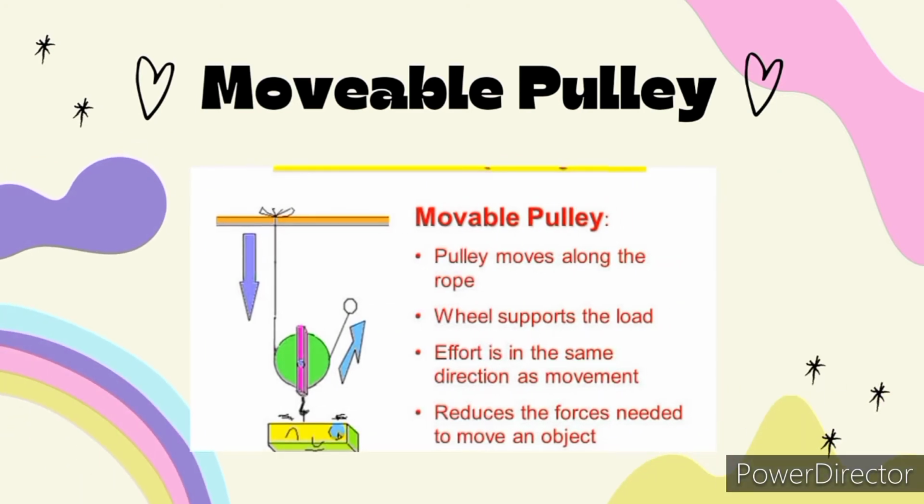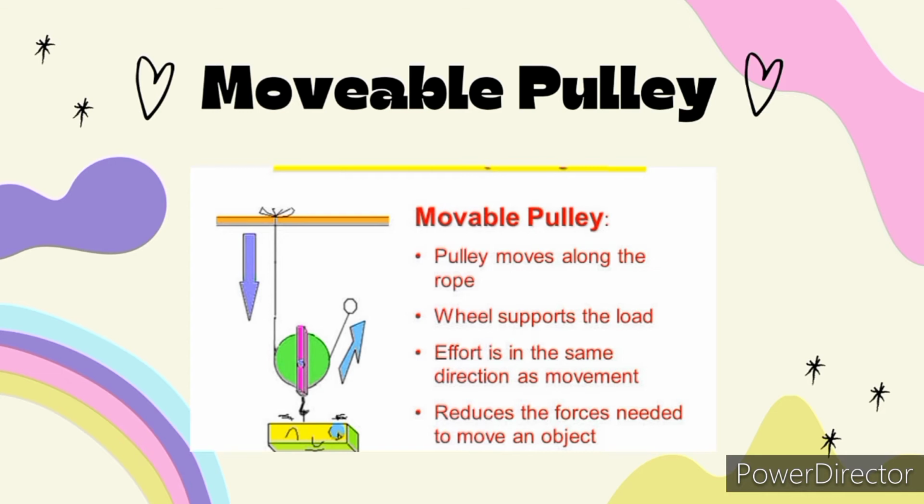So next is movable pulley. What did I say? Movable pulley. As the name implies, movable. Something that is not static, something that is not fixed to a point. So it moves. So a movable pulley, it moves along the rope. You see it now. That's why it is called the movable pulley.